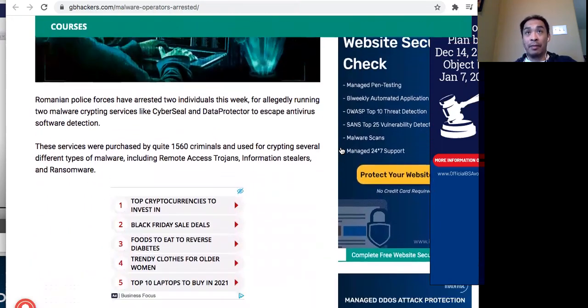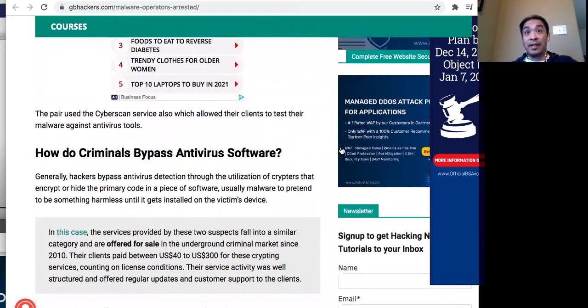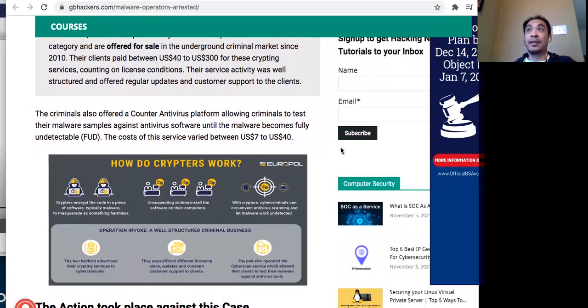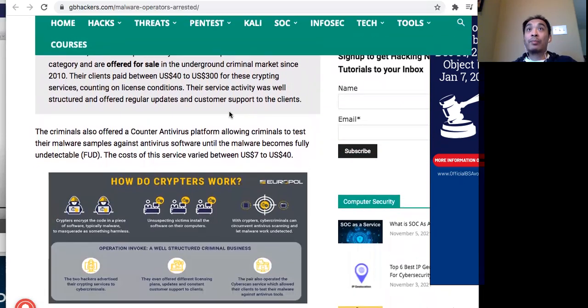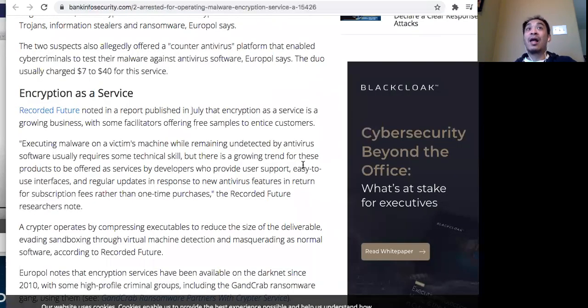So the bad guy wants to run their malware somewhere, right? They would then purchase these crypting services, and these crypting services will guarantee that none of the most modern, current, up-to-date antivirus will be able to detect them. So this is what they have available.